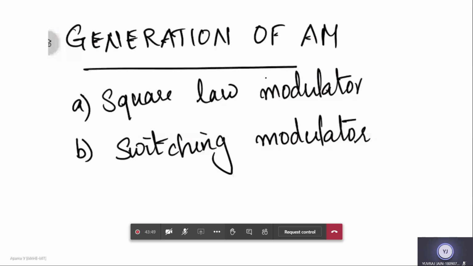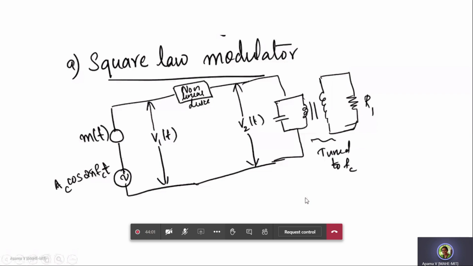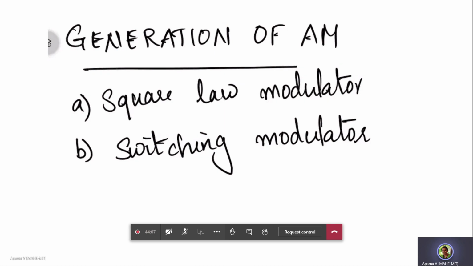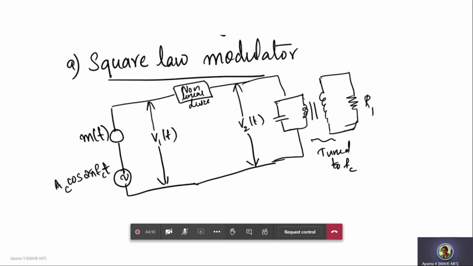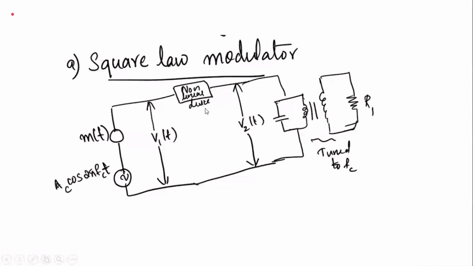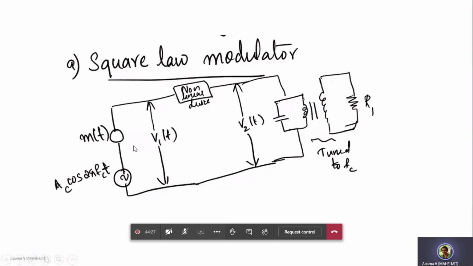So next, going ahead with the generation of AM. Basically, there are two modulators, square law modulator and switching modulator, for the generation of AM waves. And first one, square law modulator. The circuit diagram looks like this. You are giving the carrier signal Ac cos 2 pi fc t and message signal to a non-linear device.